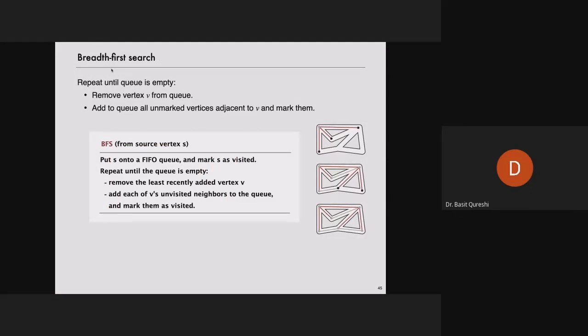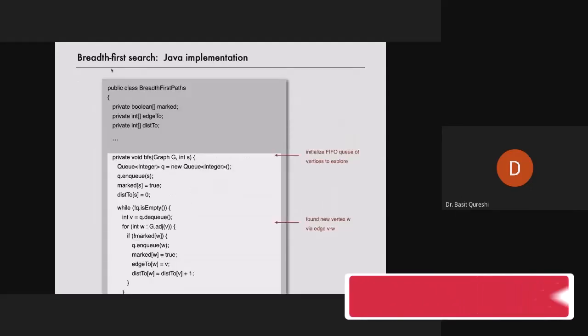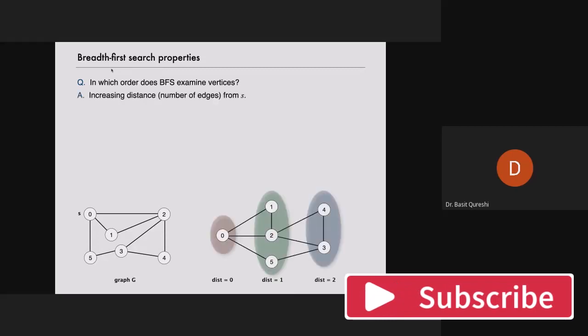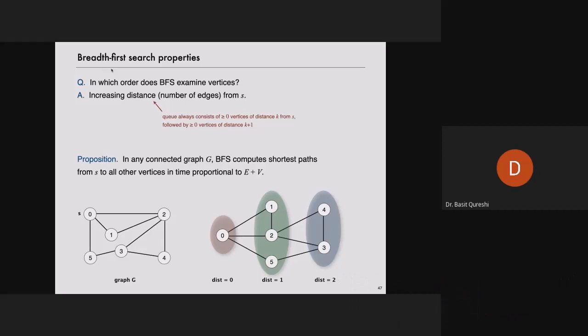Okay, so here's the code for this. Very simple. Okay. So breadth first search goes by the levels, the way I just explained now.